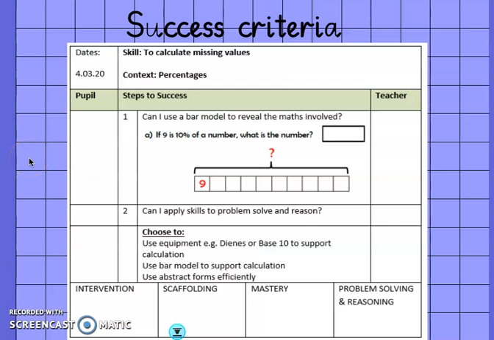Right, so well done if you pause the video to do your daily practice. I'd like to show you the success criteria for today. So today we're calculating the missing values. So we're doing percentages, but actually we want to find the whole today. So we'll be using bar models to reveal the maths, and we'll be applying skills to problem solve and reason.